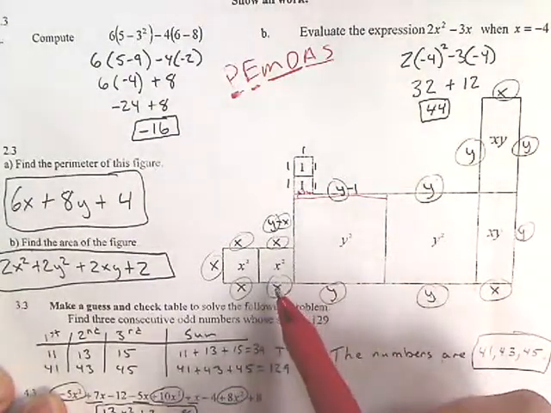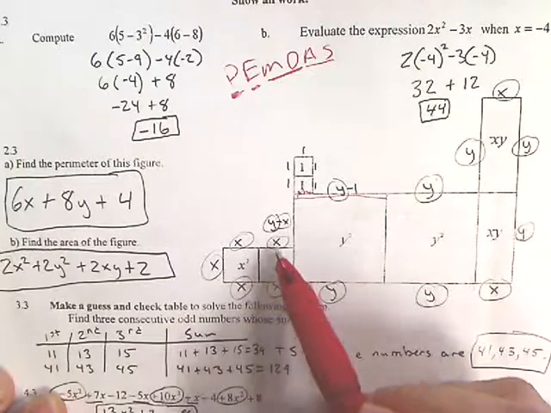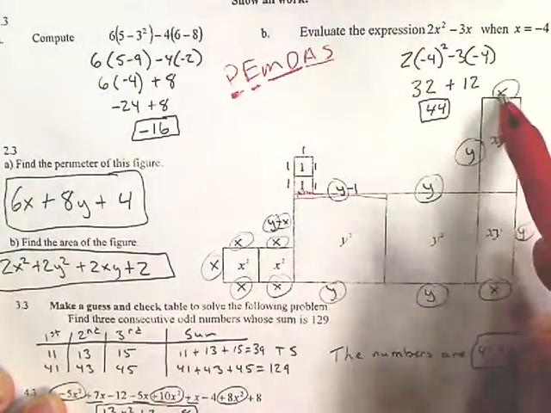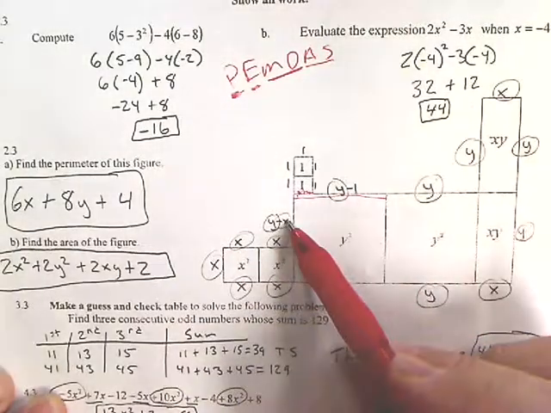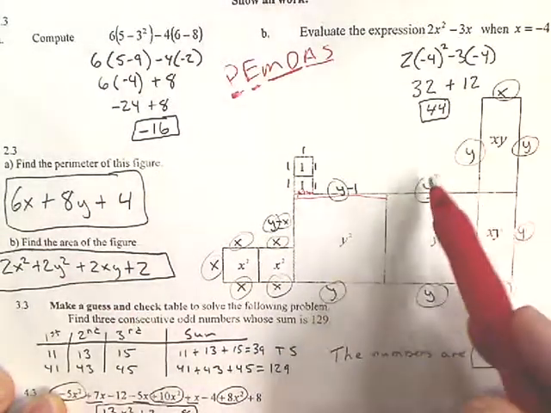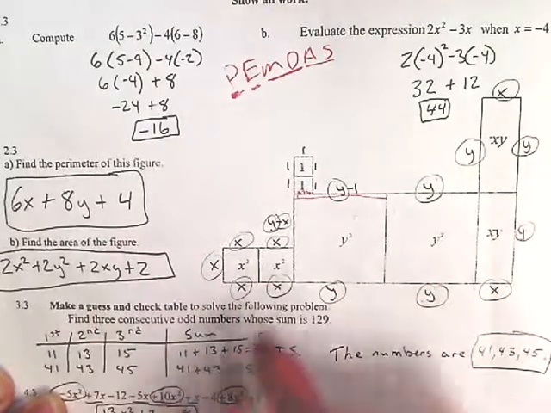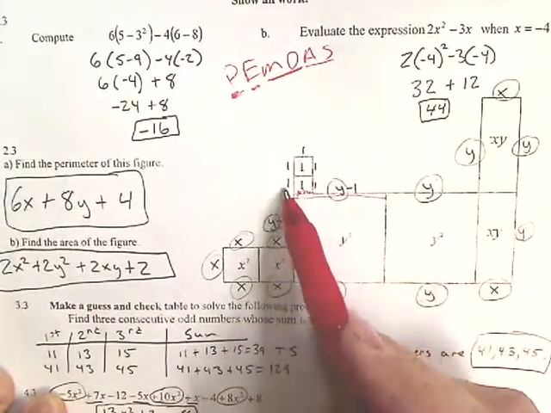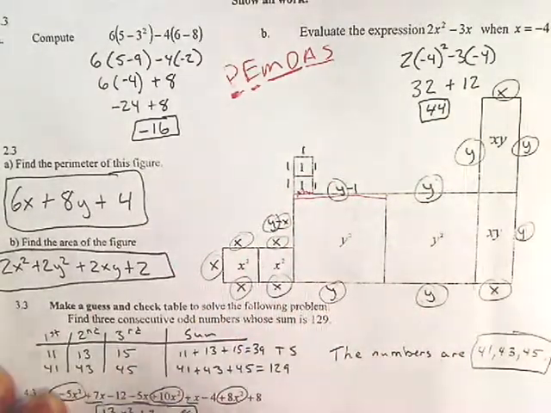And then you just count them up for the perimeter. 1, 2, 3, 4, 5, 6, 7 minus 1 gives me the 6x. 1, 2, 3, 4, 5, 6, 7, 8 y's. 1, 2, 3, 4, 5 1's minus 1 gives me 4.